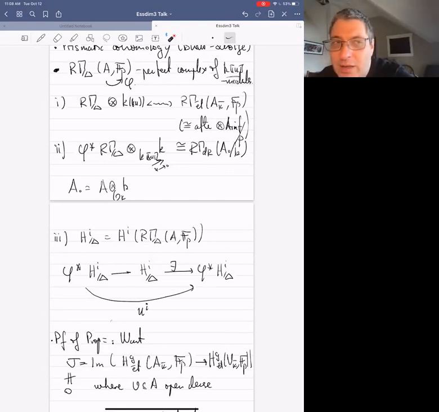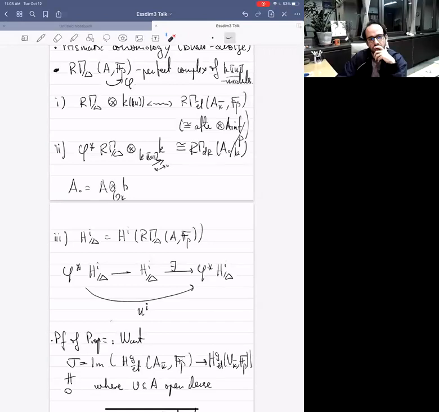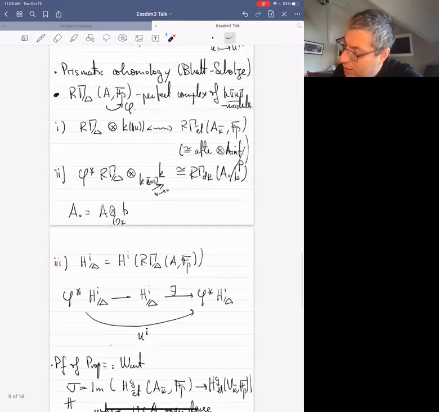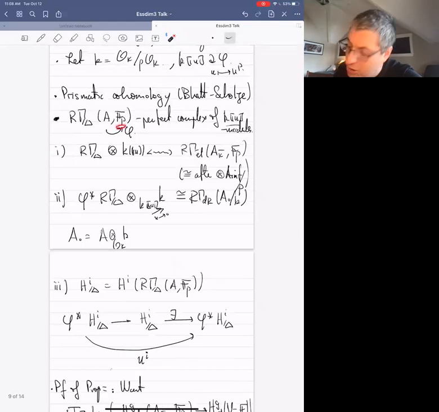No, but I mean, we're in characteristic P, so Frobenius will send you to the P always. I think maybe I'm confused, but I think you chose this prism, which is in characteristic P. Oh, no, but the fact that we're in characteristic P, there's nothing to be gained because we're just considering cohomology in characteristic P, right?